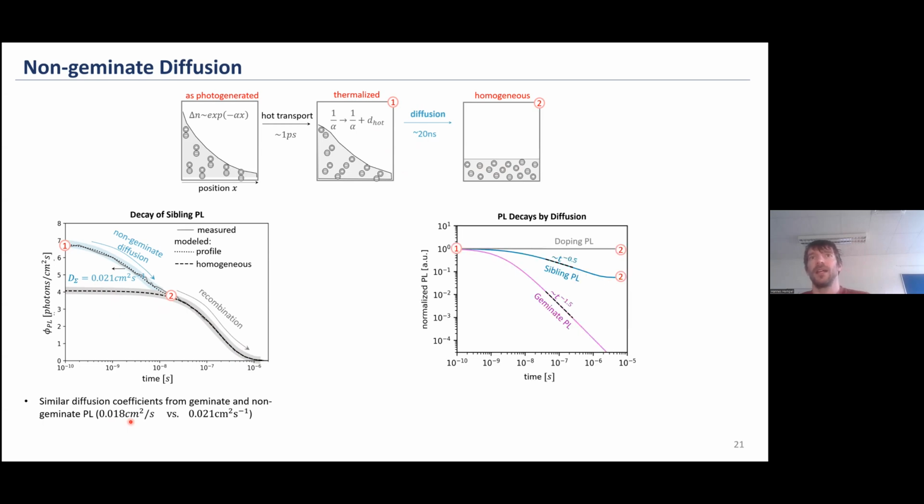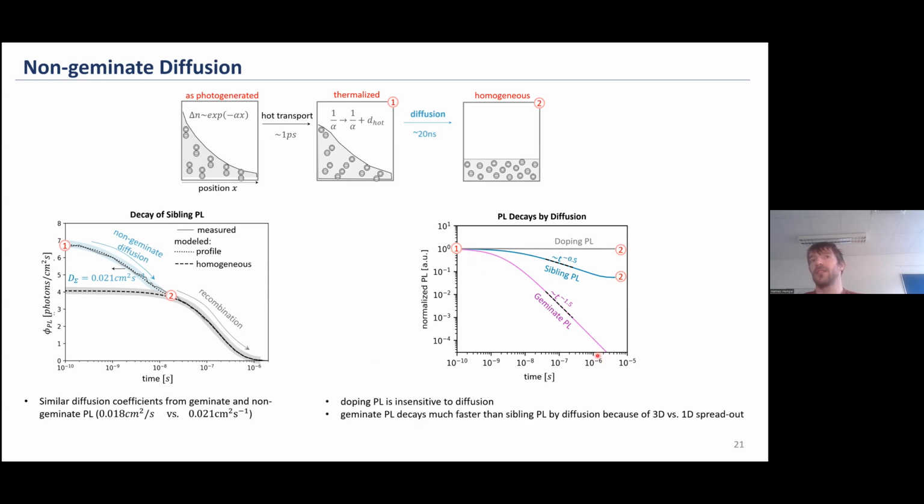However, diffusion affects these different PL types very differently, as I show you here in the modeling. The doping PL is not affected at all by diffusion, assuming there's no reabsorption. I don't model reabsorption here. But the sibling PL decays relatively slowly, and the geminate PL decays much faster.